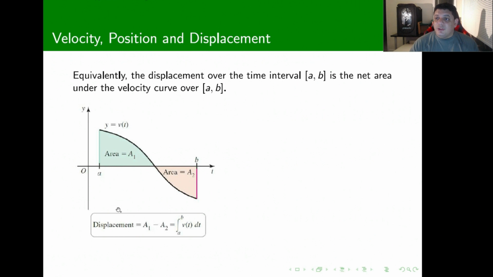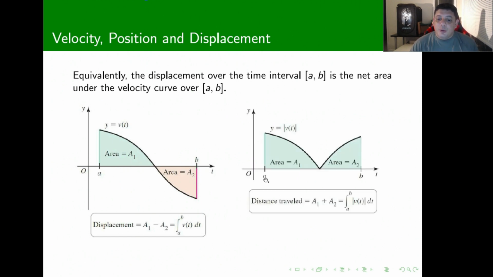Now we're talking about just displacement, so this is moving to the left and then moving to the right. Here we're moving to the right wherever it's positive, and we move to the left where it's negative. But we can also talk just about distance traveled. Essentially, the integral of the absolute value of the velocity is going to give me how much distance is being traveled.